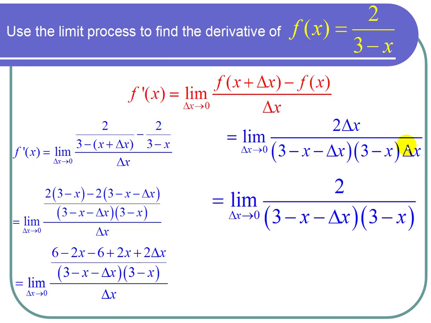Once I've canceled, it's time to plug in. So I plug in delta x equaling 0. And what I get is 2 over 3 minus x times 3 minus x, or my final answer is 2 over 3 minus x squared. And I'm done with the problem.